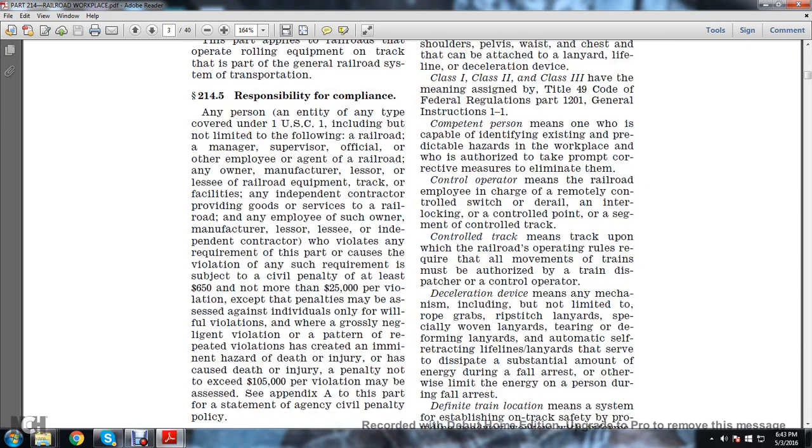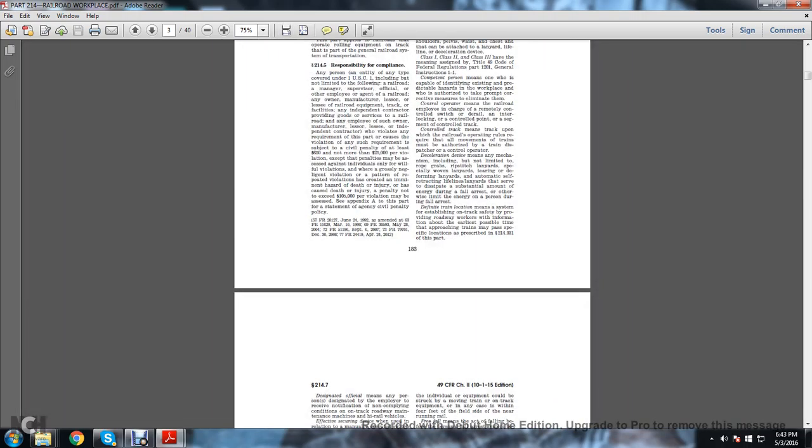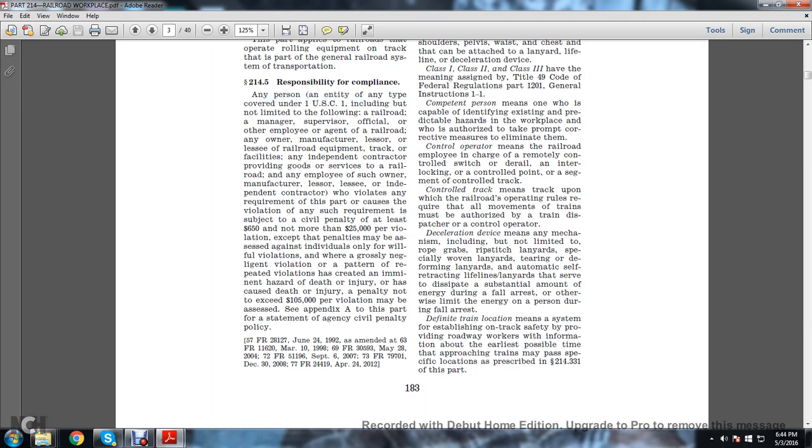214.5, responsibility for compliance. Any person of any type covered by Title 49 United States Code, including but not limited to the following: a railroad manager, supervisor, official, other employee or agent of the railroad, any owner, manufacturer, lessor, or lessee of railroad equipment, track, or facilities, independent contractor providing goods or services to the railroad, and any employee of such an owner, manufacturer, lessor, lessee, or independent contractor who violates any requirement of this part or causes the violation of any such requirement is subject to a civil penalty of at least $650 but not more than $25,000 per violation.